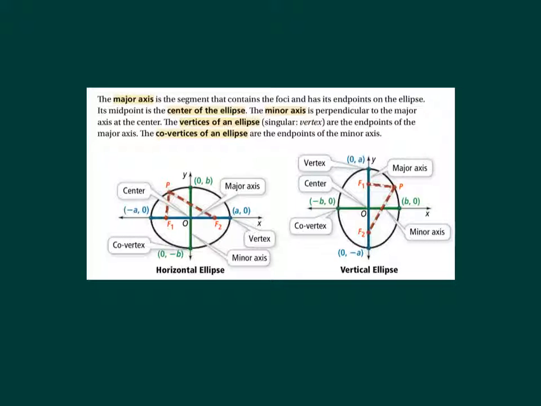Then we have vertices and co-vertices. So in an ellipse, a vertex is one of the endpoints of your major axis. And a co-vertex is an endpoint of a minor axis. So the co-vertices, here and here, the vertices here and here. And then we have a center. And again, today we're going to focus on ellipses centered at the origin. So it's all the same vocab for horizontal or vertical. It's just a matter of putting it in the right spot.